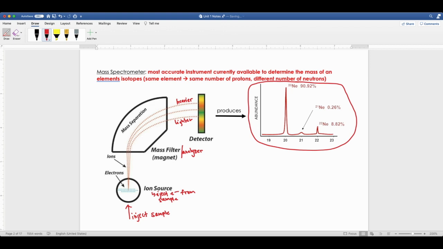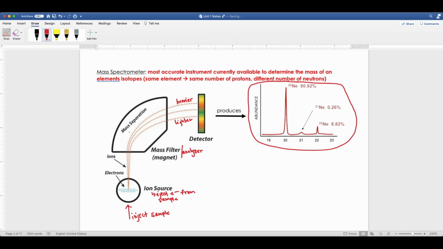And we could see that from this much smaller peak. It looks like there is no neon 19 and there is no neon 23. So this particular spectrum is telling us what percentage of each isotope is present in an element. So for neon, it looks like there are 3 different isotopes of neon having a mass of 20, 21, and 22. And it's really cool how that works, actually.